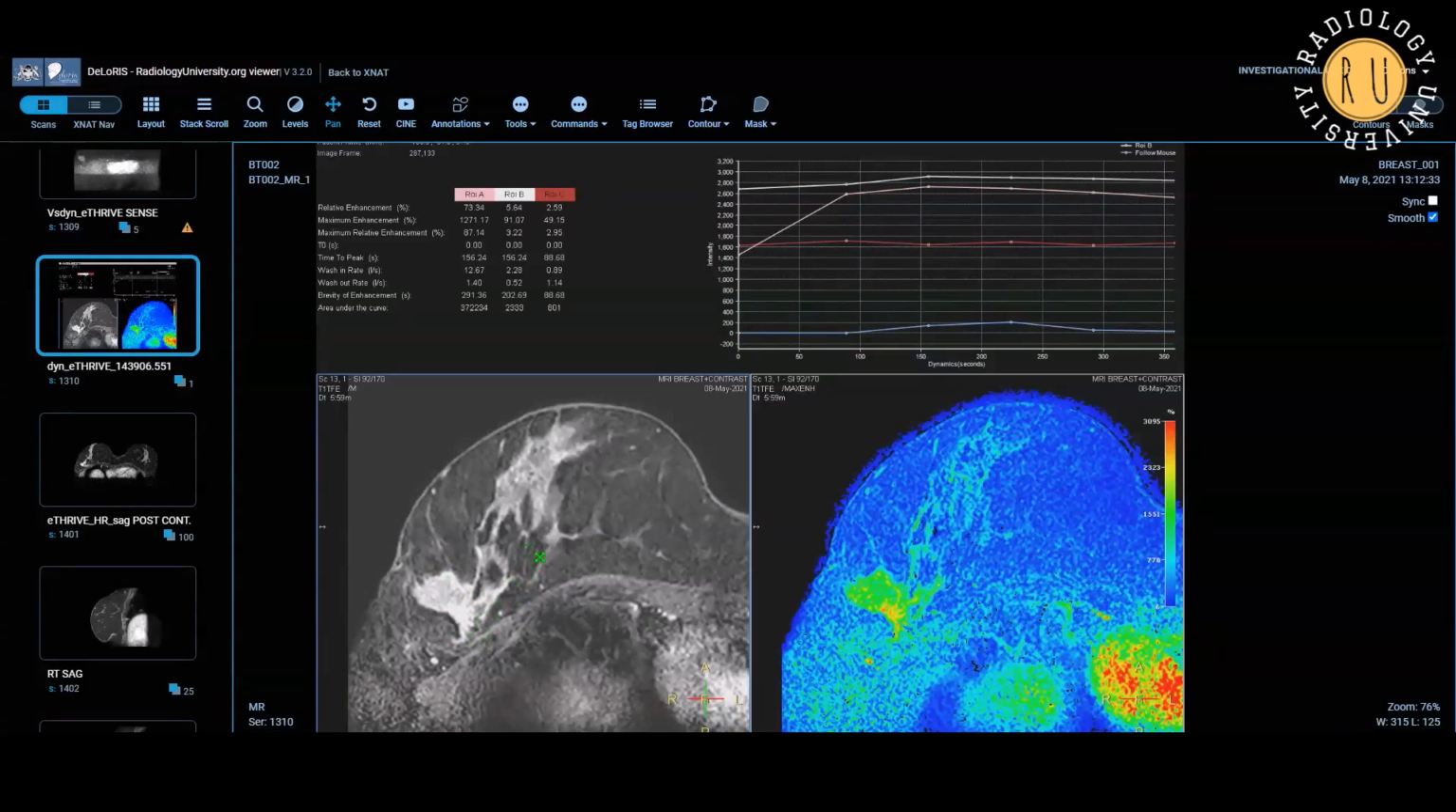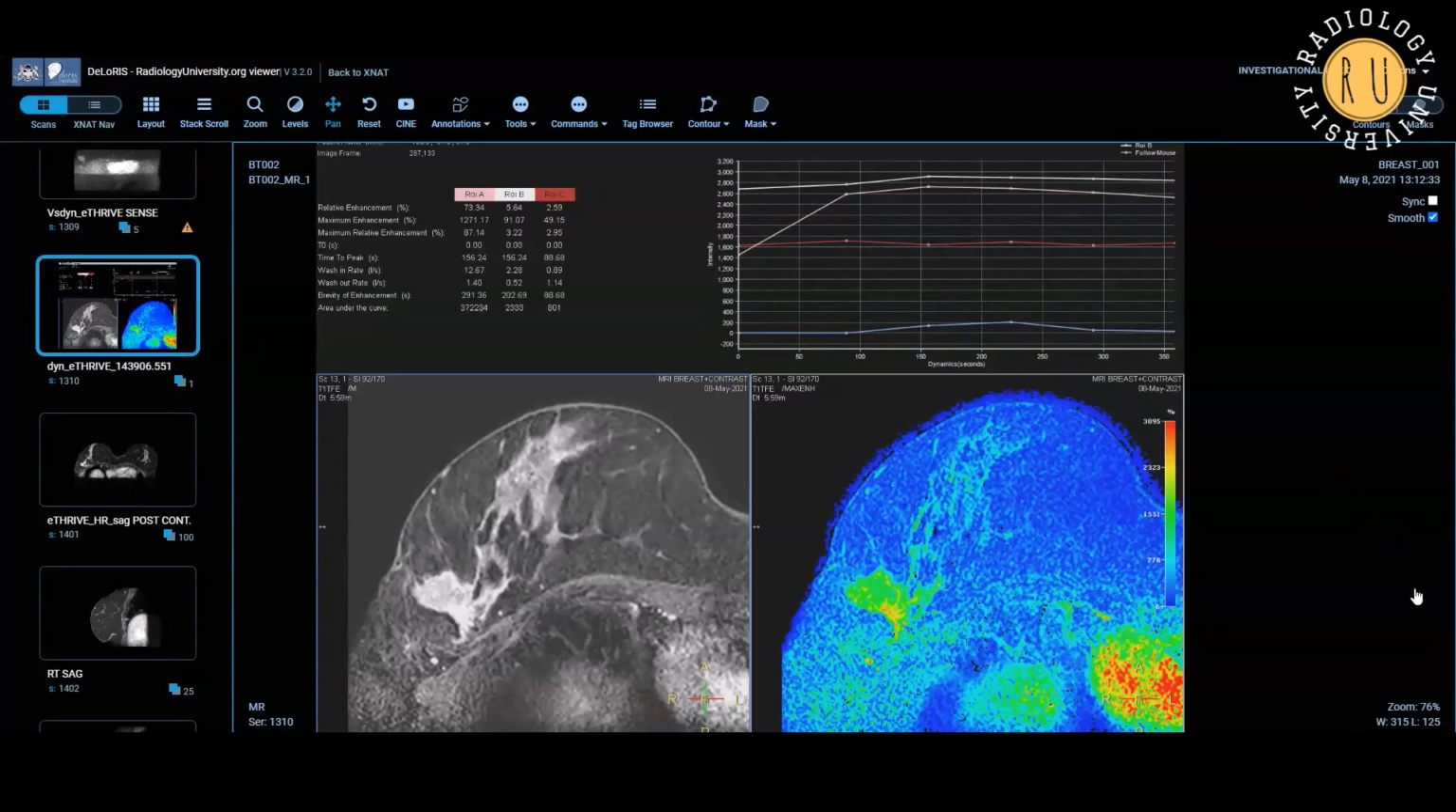It was a difficult case, but yeah. So what would you do as management? I think this lesion is suspicious of malignancy, given the abnormal dynamic curve, and I would suggest this patient have an ultrasound for a second look to see if this lesion can be detected, and then I would suggest biopsy for this lesion and refer this patient to the breast MDT meeting.